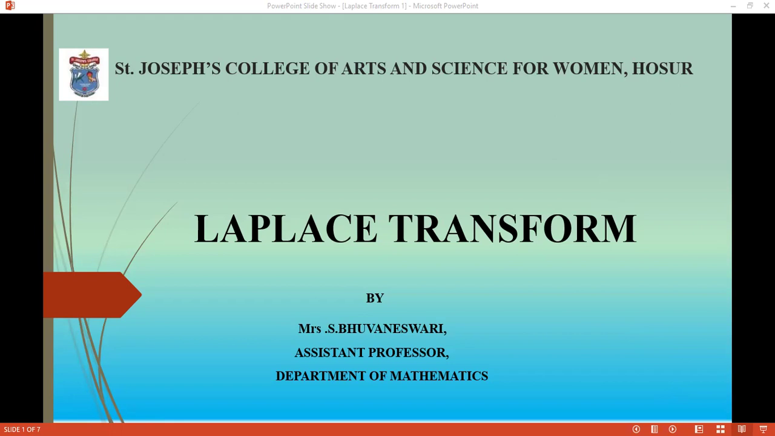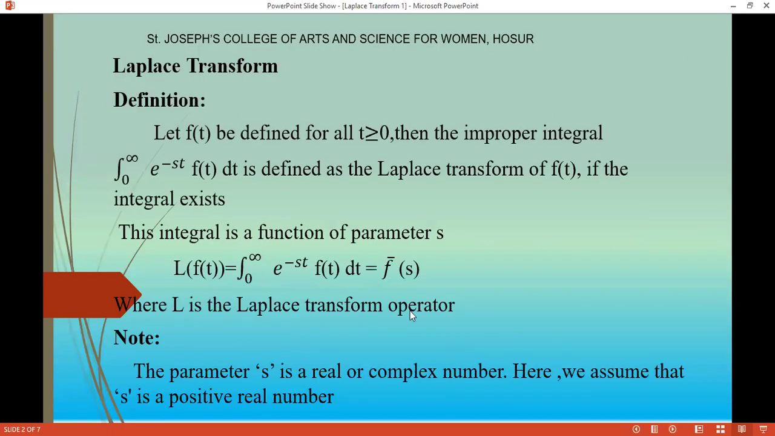In this session, we'll discuss the Laplace transform. First, we see the definition. Here, we take a function f of t defined for all t greater than or equal to 0, then the improper integral. This is an improper integral because one of the limits is infinity. This integral is defined as the Laplace transform of the function. If this integral value exists, we call it the Laplace transform of that function.